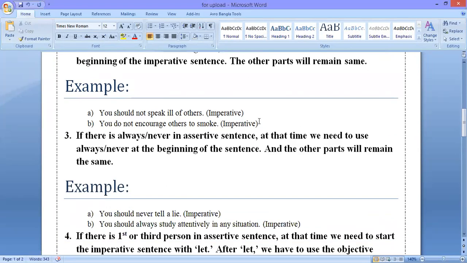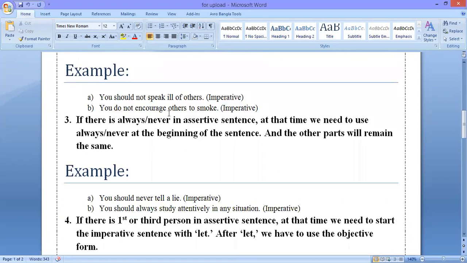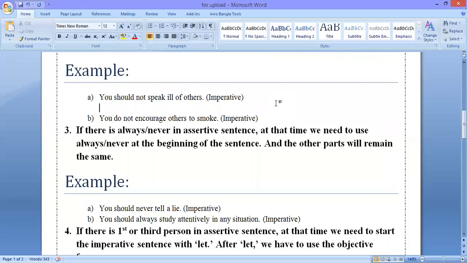If you look at example 1, we can see: You should not speak ill of others. So this is an assertive sentence and it is in the negative form. If we want to make this imperative, we shall have to bring don't at the beginning. After that, we need to write the main verb and then use the rest of the parts of the sentence. So the solution will be like this: Don't speak ill of others. I think you have got the point.